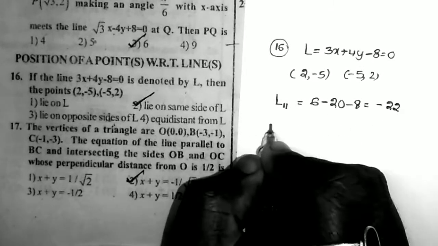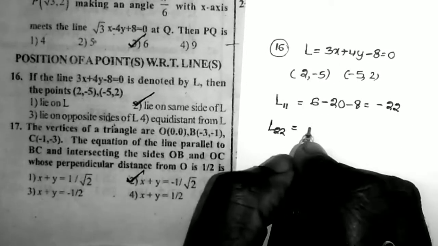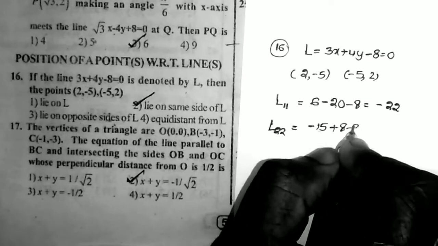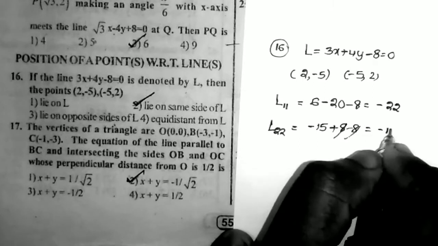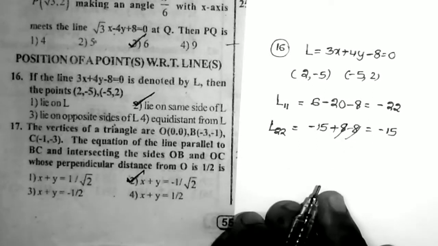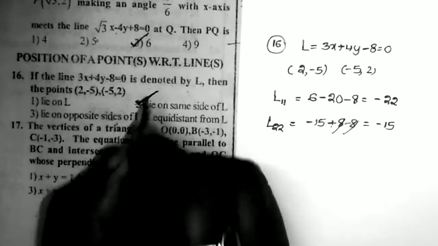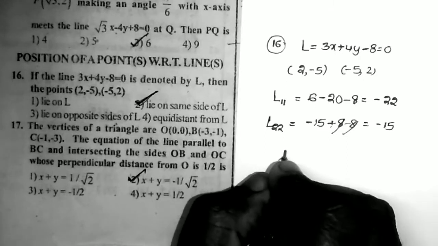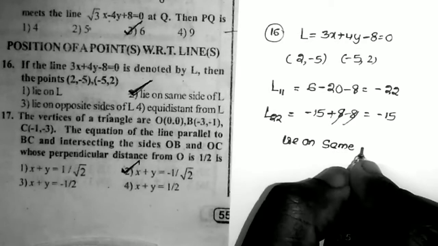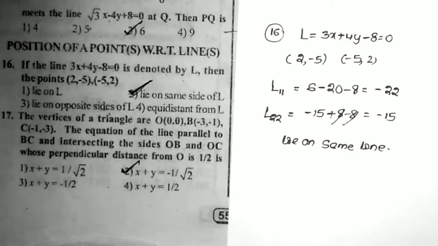Next, L22 means substituting the second point in the line equation, that is 3 into -5 is -15, 4 into 2 is +8, minus 8, that is equal to -15. So L11 and L22 both are negative values. So L11 and L22 have the same sign, that is, the 2 points lie on the same side of the line L = 0. Therefore the 2 points lie on the same side. Since the two values have the same sign, the 2 points lie on the same side of the line L = 0.